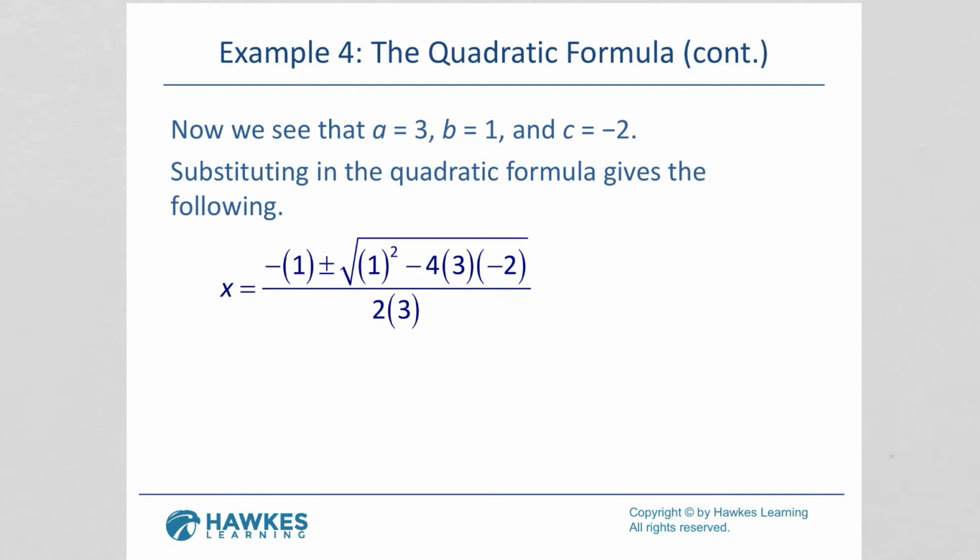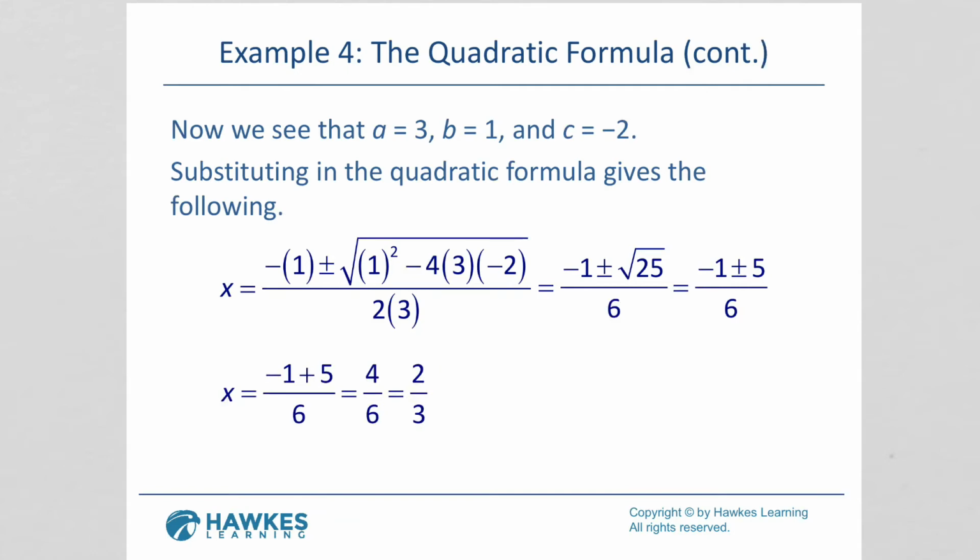Now a is equal to 3, b is 1, c is negative 2. Substituting into the quadratic formula, we have x equals the opposite of 1 plus or minus the square root of 1 squared minus 4 times 3 times negative 2, all over 2 times 3, which ends up giving us negative 1 plus or minus the square root of 25 over 6, which is negative 1 plus or minus 5 over 6.